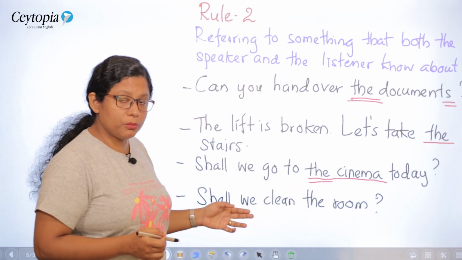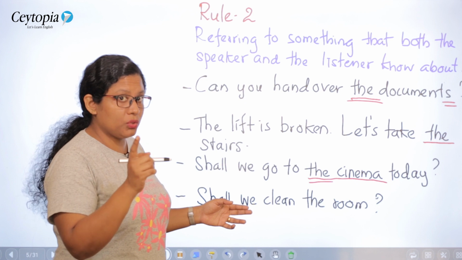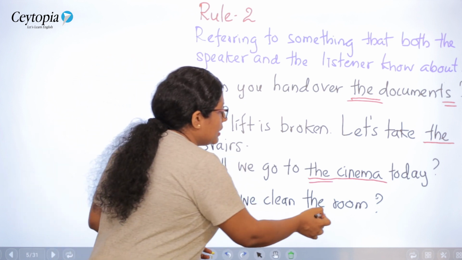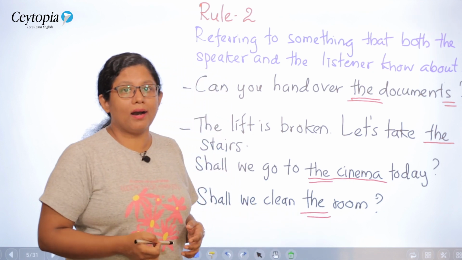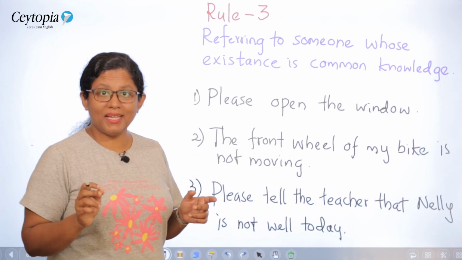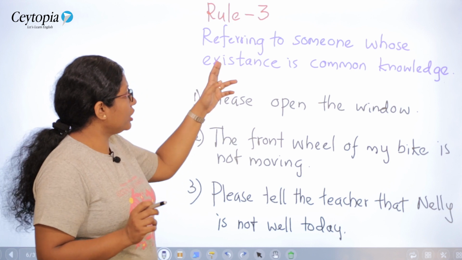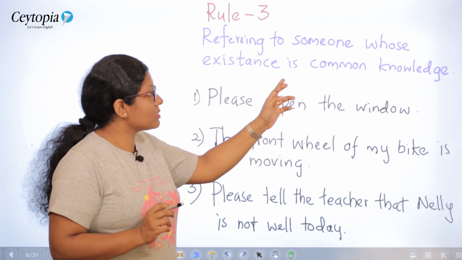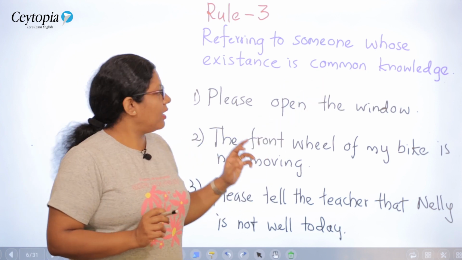Shall we clean the room? We are referring to one particular room. Shall we clean the room? So both the listener and the speaker are aware about it. Rule number 3. Referring to something or someone whose existence is common knowledge.